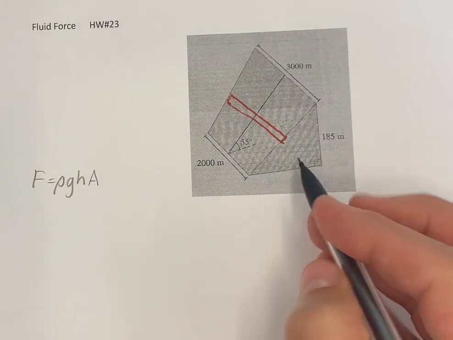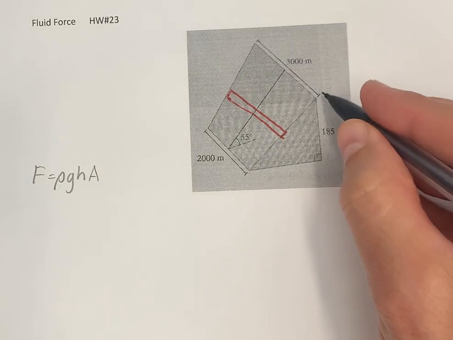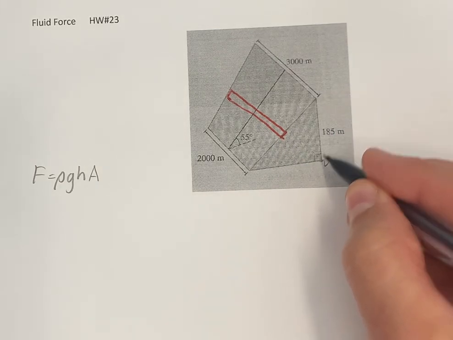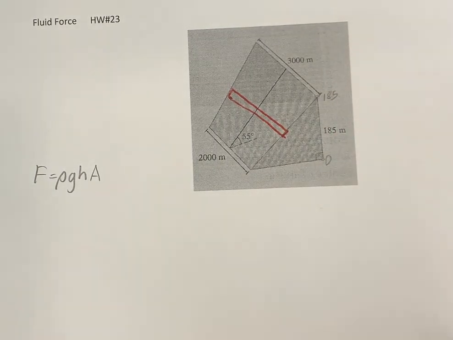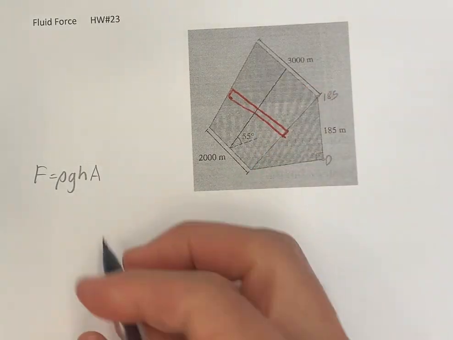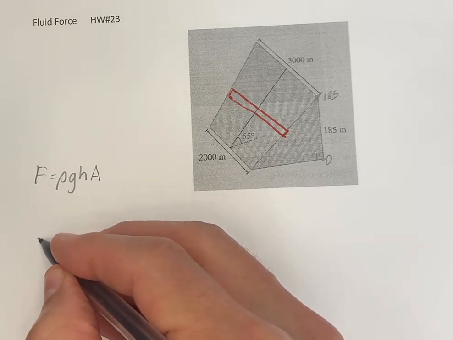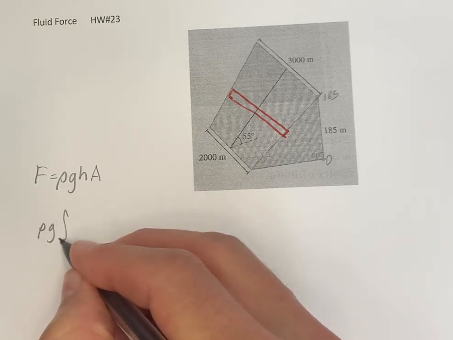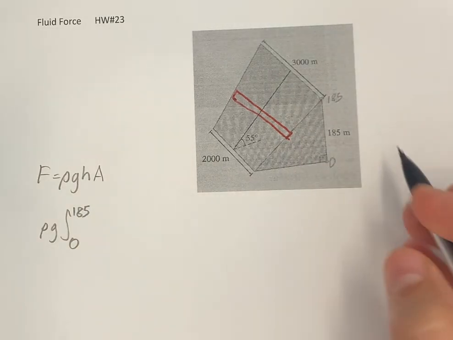So what are we going to do here? We're going to, first off, just parameterize this height. Let's imagine this is height 0, this is height 185. You could make different assumptions about that, but we're going to slice up and down this piece. So I'm going to have my density times my gravity slice from 0 to 185. Then I have to have the height.